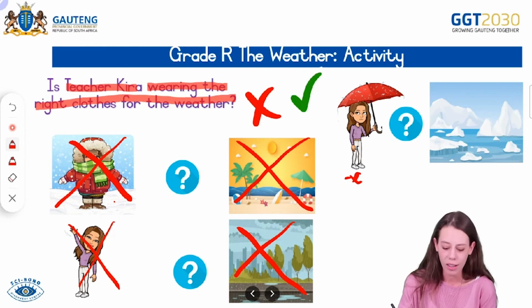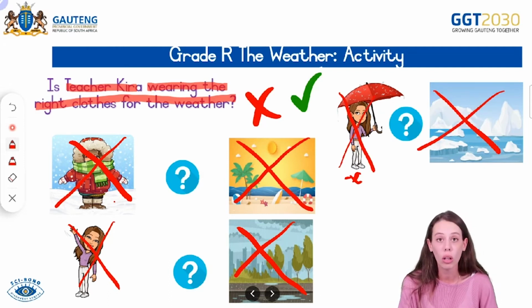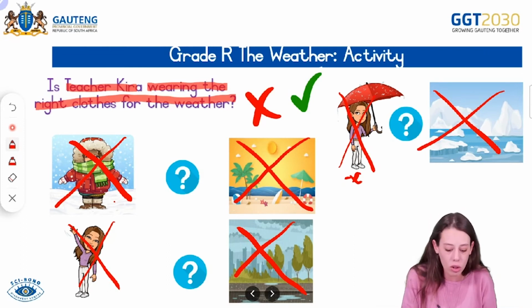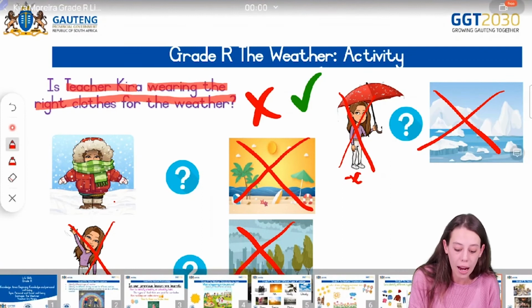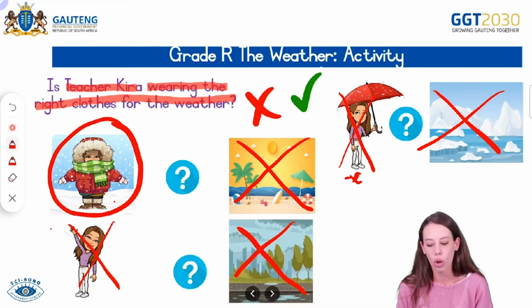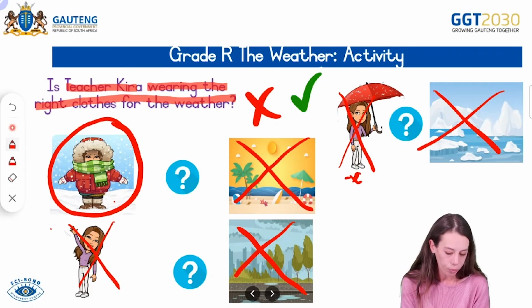No, she can't. So once again, Teacher Kira didn't get it right, and she's not wearing the right clothes. If she was going where it was so cold, she would have to wear big jackets. Okay, so maybe she could actually wear this outfit to go where it's so cold. Well done, guys. Thank you so much for telling Teacher Kira where she can go.